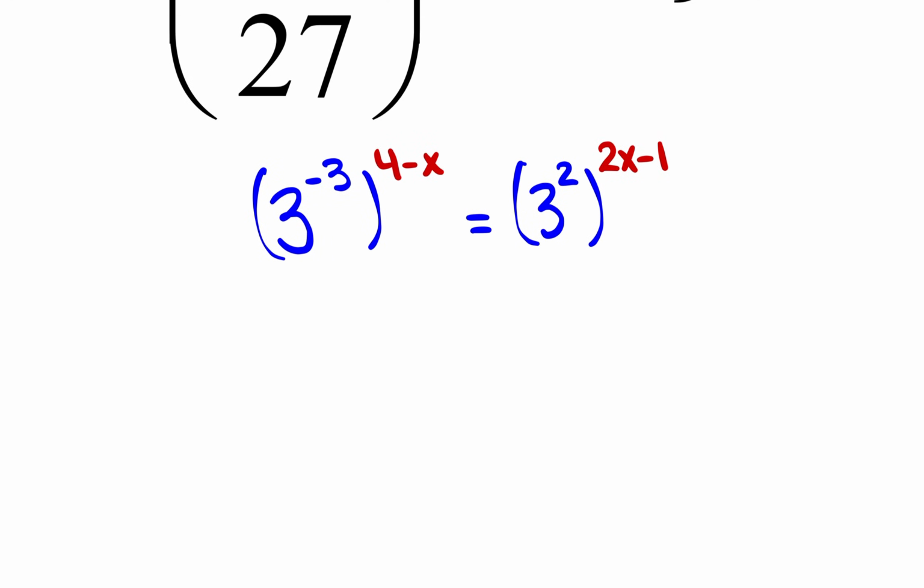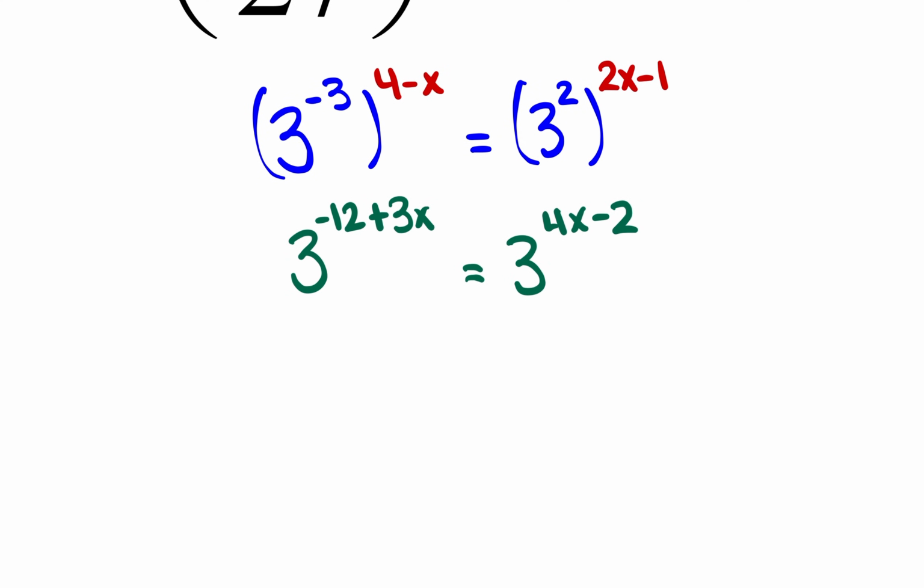Then we simplify. So we have what? 3 to the power of what? Negative 3 times 4 gives us negative 12. Negative 3 times negative x will leave us with positive 3x. Equals, we then have 3 to the power of what? 2 times 2x will give us 4x. 2 times negative 1 will give us negative 2. We then set the exponents equal to each other. We have negative 12 plus 3x is equal to 4x minus 2.